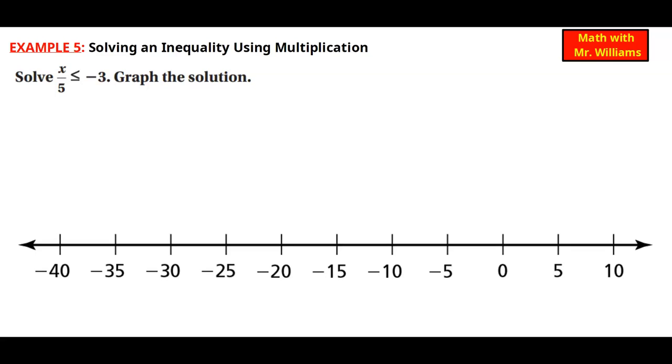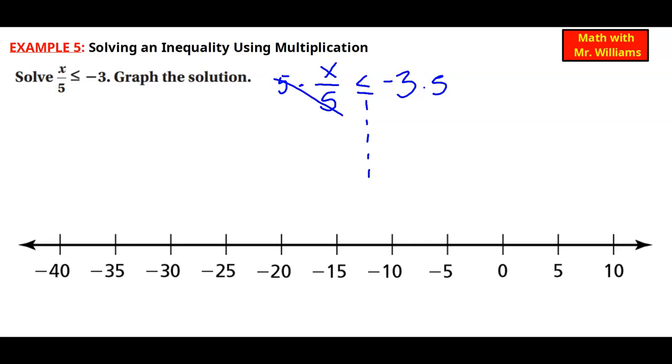Math with Mr. Williams, example 5. Solving an inequality using multiplication. Solve x over 5 is less than or equal to negative 3. Then graph the solution. So let's go ahead and start by writing down our inequality. Okay, so now I'm going to draw my line of inequality, dotted line going down. And now we're going to look at what operations are involved. Right now we have dividing by 5, so we're going to cancel that by multiplying each side by 5.